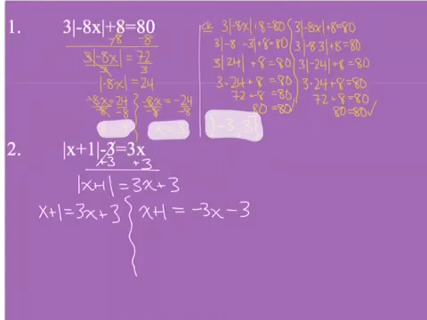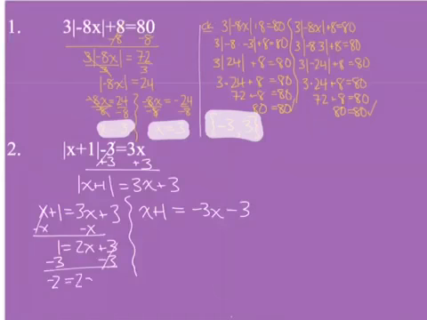I'm going to go back and solve my first equation. I'm going to subtract x on both sides. 1 is equal to 2x plus 3. Subtract 3. Negative 2 is equal to 2x. Divide by 2. X equals negative 1.